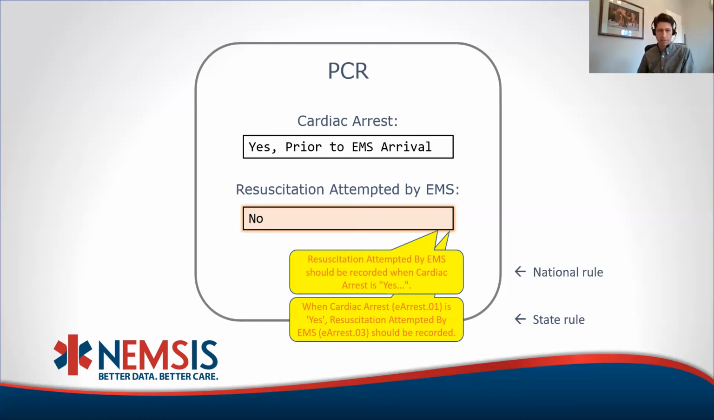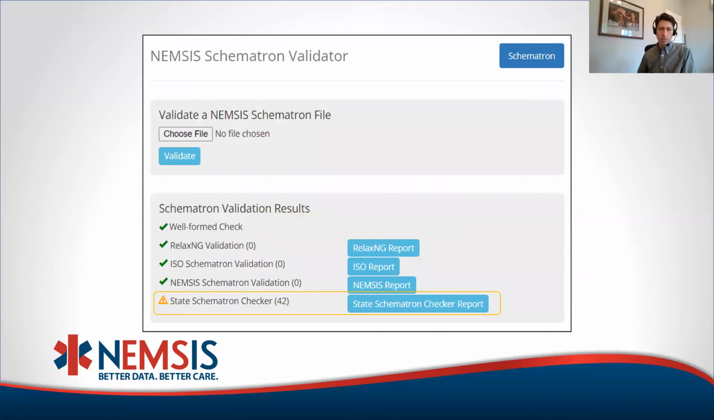There is a way that you can check to see if your state rules are being redundant with national rules that already exist. And that is the state Schematron checker. So I want to show you that and show you how you can use that checker report to identify potential duplicate rules, redundant rules in your state Schematron rules.